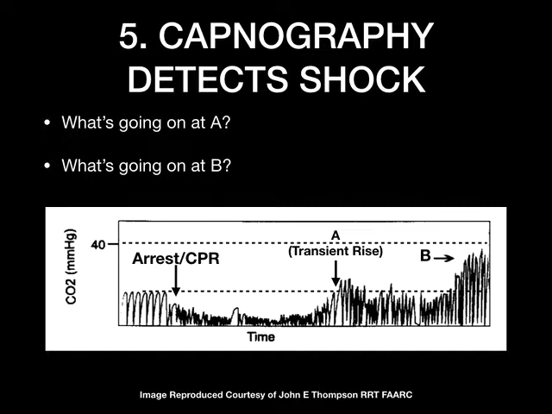How about at B? Now we have a sustained rise in our end-tidal CO2. What's going on there? Well, in this case, an amp of bicarb was given, and as we said, that bicarb is transferred into CO2, and we can see that as an output on an end-tidal CO2. So don't let bicarb fool you as ROSC, because just like in B, ROSC should be sustained. But if you see that fall, think about the bicarb that may or may not have been given.